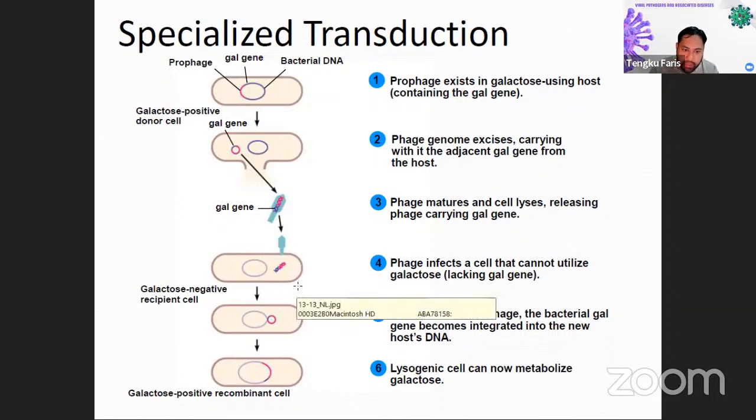So the galactose-negative bacteria that don't have the galactose gene will now have this gal gene, because the virus carried it from the first bacteria that they invaded. So the lysogenic cell can now metabolize galactose. The bacteria cell now, instead of dying because it doesn't have the gal gene, can now survive and live happily.